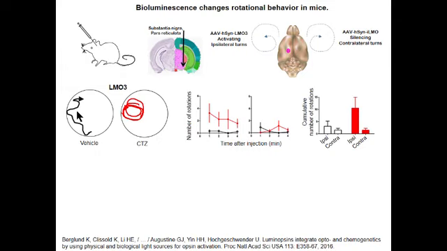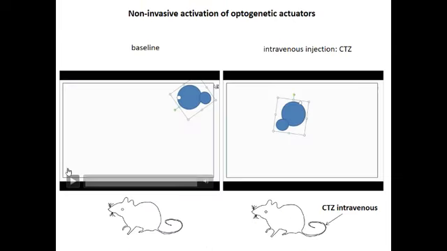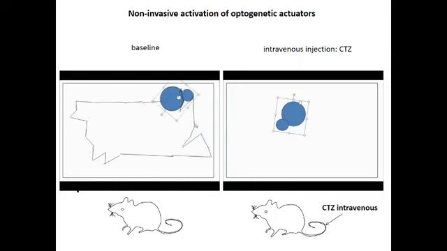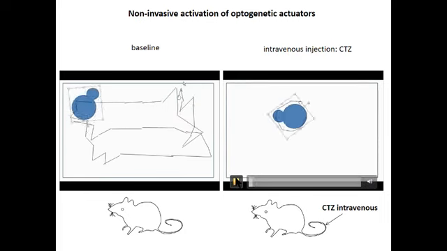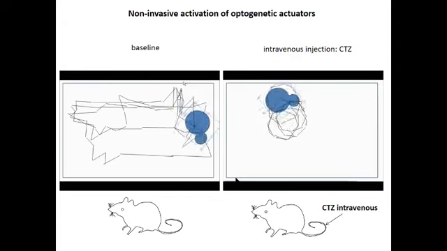Here's when they inject vehicle, and the mouse is just doing normal behavior. And here is what happens when they inject the substrate. The inhibition or excitation causes rotation in different directions. So that's also kind of funny. Now this is their rendering of trajectories of the mouse from their experiment, and this is a baseline. And here is intravenous injection of substrate. So you get the idea.